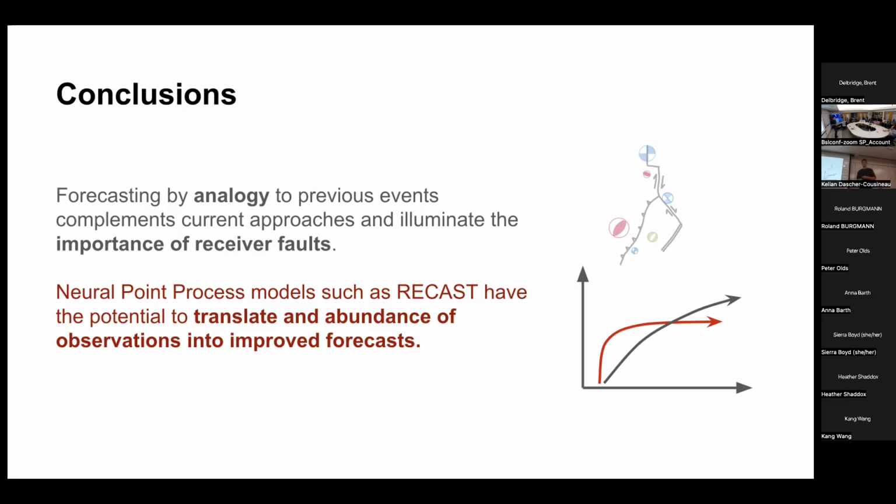How does the false positive rate compare between ETAS and RECAST? What would be a false positive? Your prediction is false, it should happen.